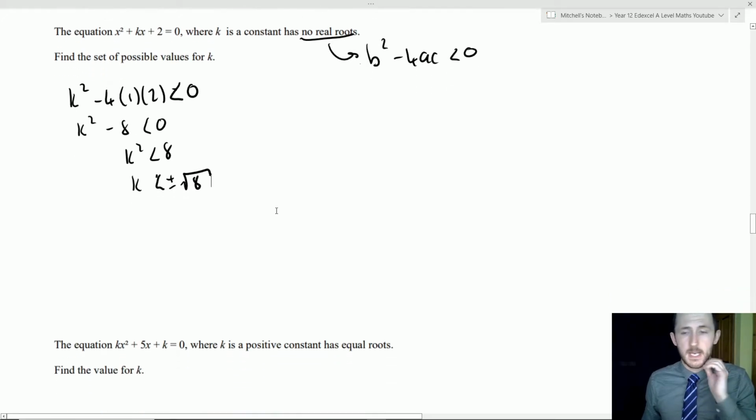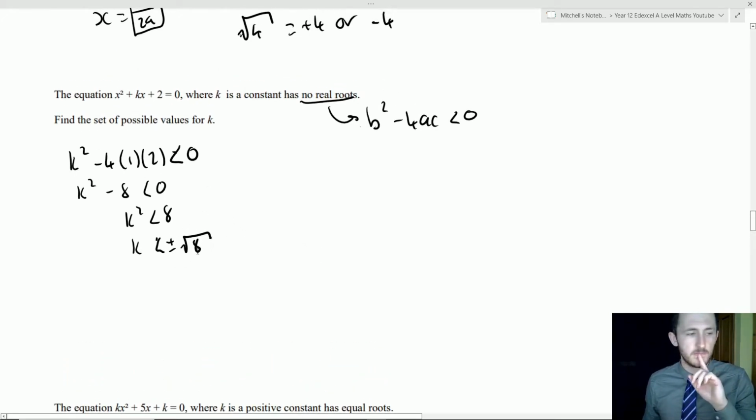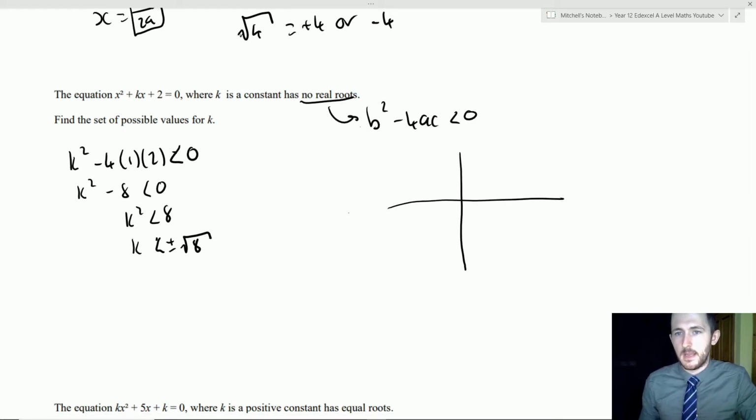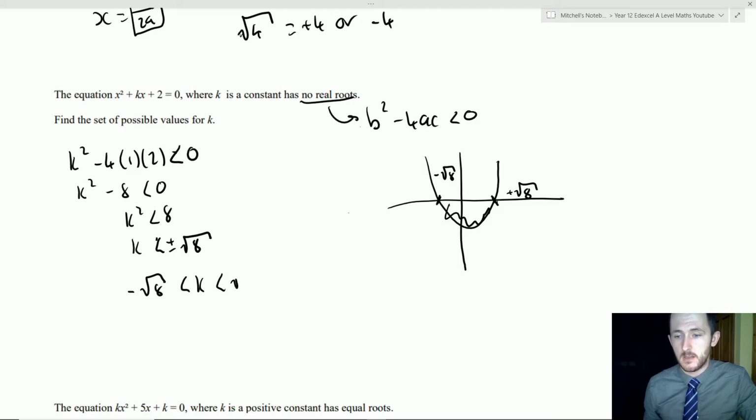Now the problem is here we have 2 solutions. If I draw this graph out, it's positive, so it's going to be a U shape. Like this. This here would be the minus root 8. This here will be the plus root 8. If I want less than, I'm looking at the bits between it. So we have minus root 8 is less than k, not equal to, less than root 8.